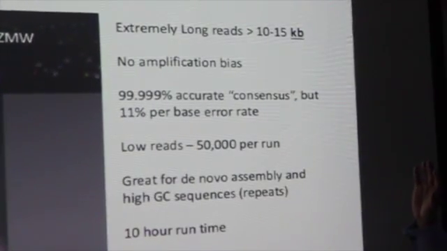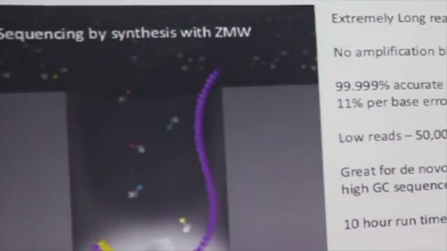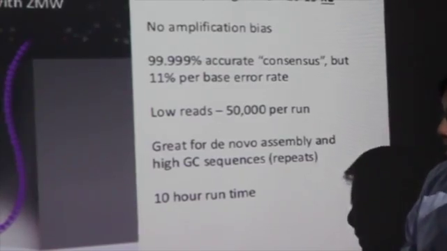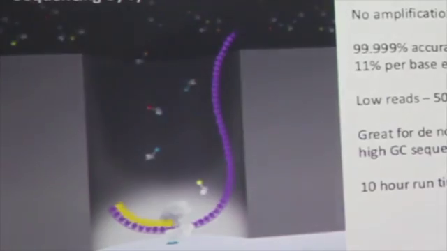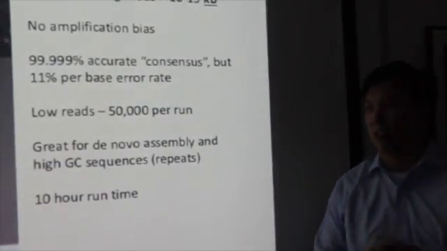But this is a very different sequencer. In some ways it's very similar to Helicos because it is single molecule sequencing again. There's no amplification bias because of that, and it gives extremely long reads. It basically has a polymerase here and it's imaging as it's synthesizing, and that's how this sequencer works. I don't know all the deep, dirty details of that, but it's pretty amazing that you can get reads up to 15 kb. So this is great for de novo assembly of genomes that you don't know about.